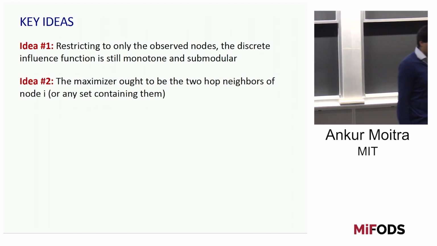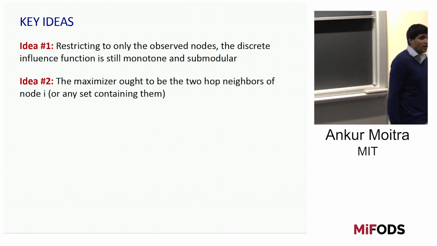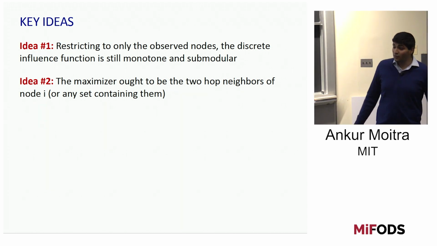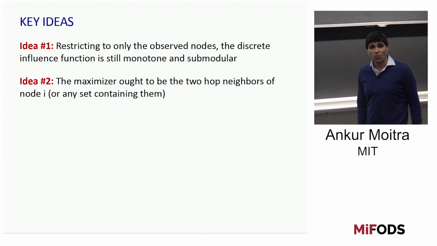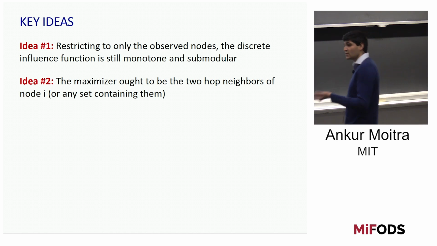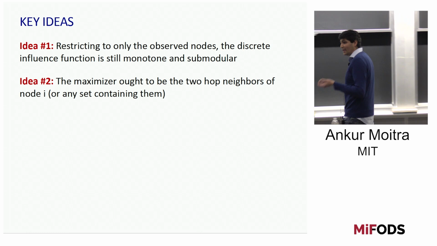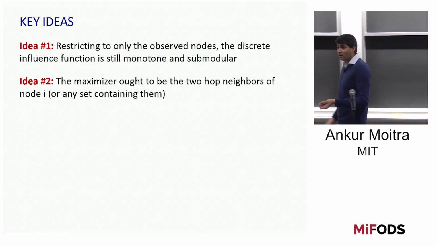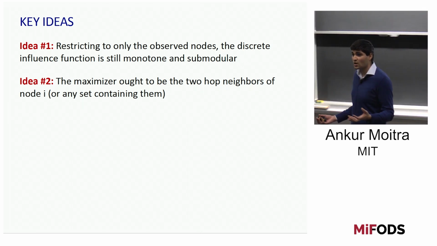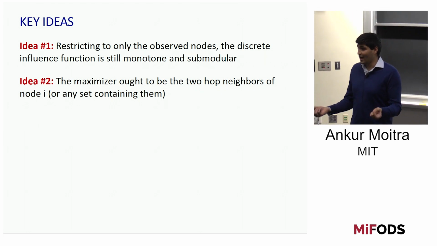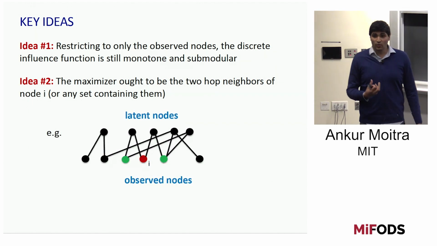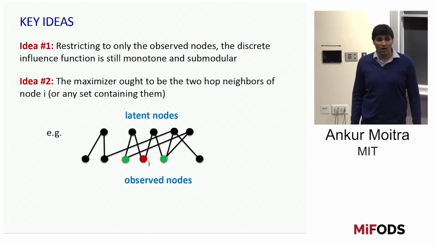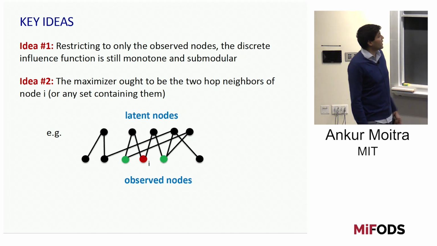Now, the other key idea, this is the main idea really underneath it: once we have that this influence function is monotone and submodular, how are we going to use it to learn something about the graph structure? And the key property is, what ought the maximizers be? If I fix some node I, and I look at this discrete influence function at that node I, but I can only observe some of the nodes, what node should I pin to have the most influence on the bias of that node? Well, in fact, as long as you include the 2-hop neighbors of that node, you'll have the maximum influence you can have on it.